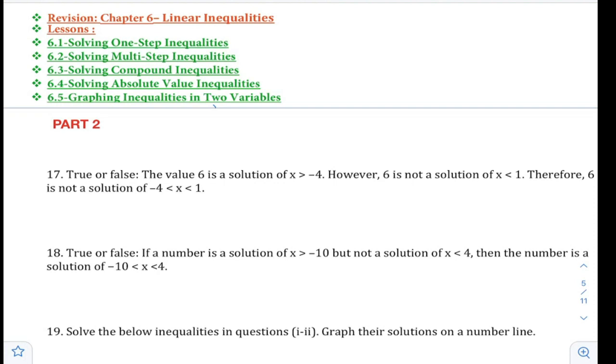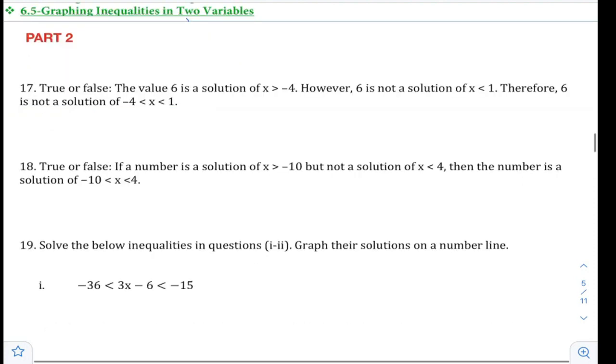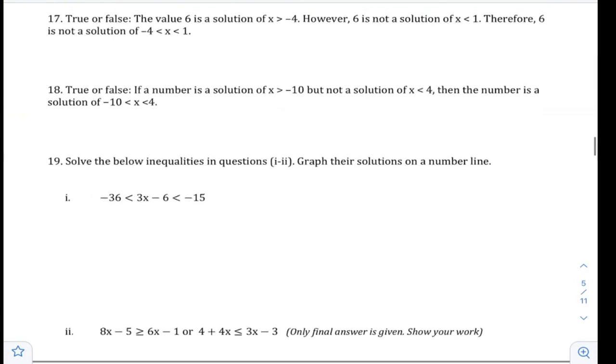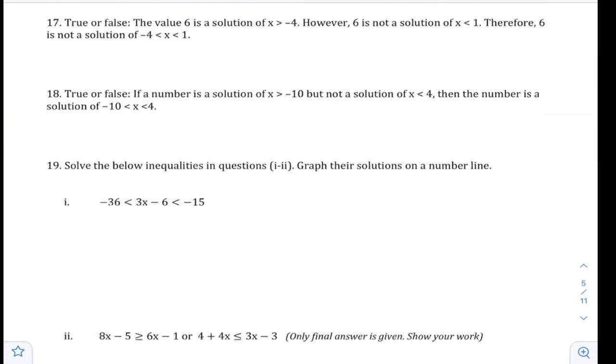Part two. Let's start with the following question. True or false? The value 6 is a solution of x more than minus 4. So this is giving us a true solution. However, 6 is not a solution of x less than 1. So this is giving us a false solution.